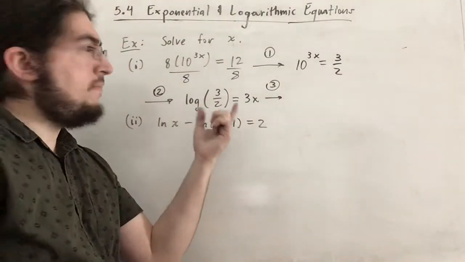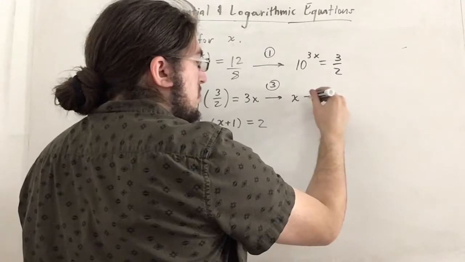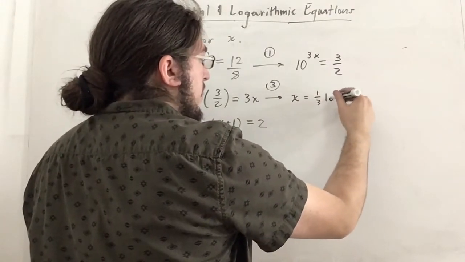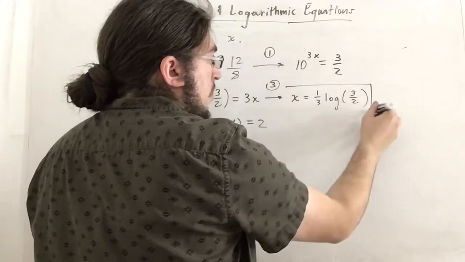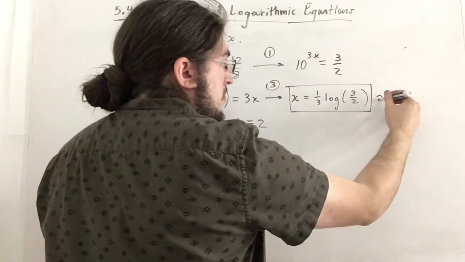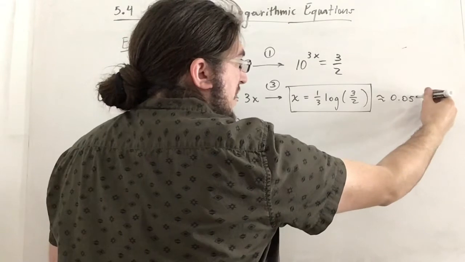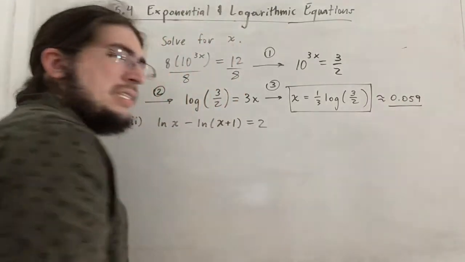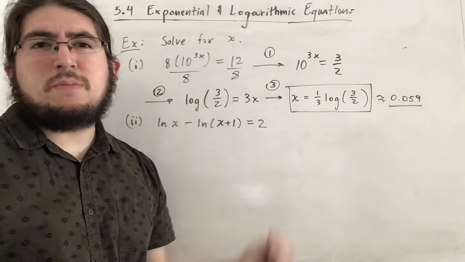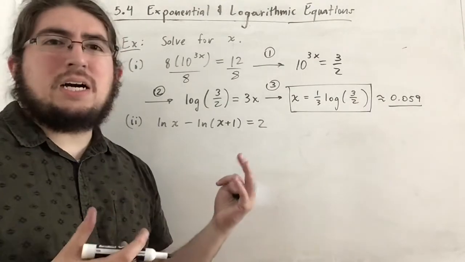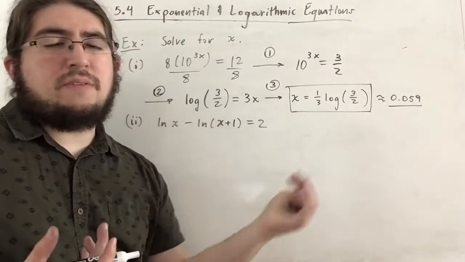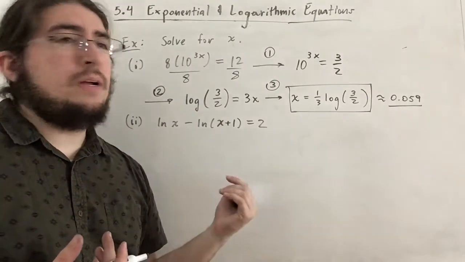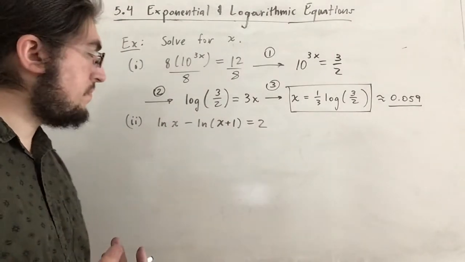Divide by 3, I'm going to write it like this. x is equal to 1/3 log of 3 over 2. Now, if you want to approximate this, I got about 0.059 when rounding to 3 decimal places. I like leaving it in an exact form, though, but it depends on what you're asked. If you're asked to round, then round. If you're asked to leave it in an exact form, well, then just leave it like this.